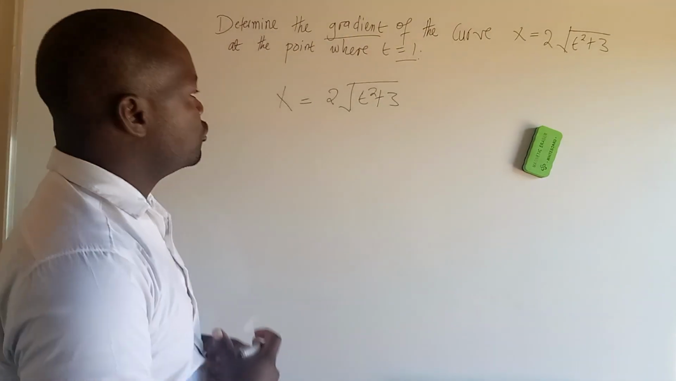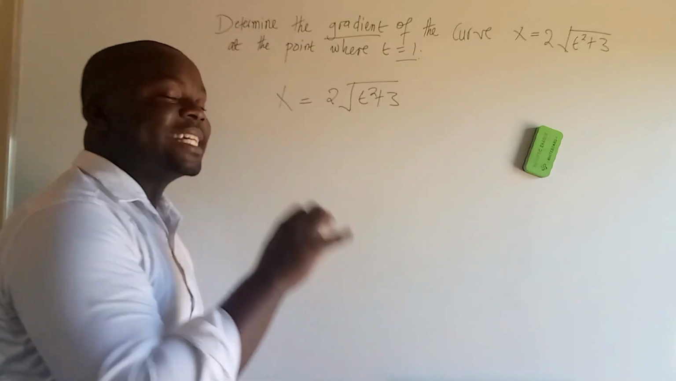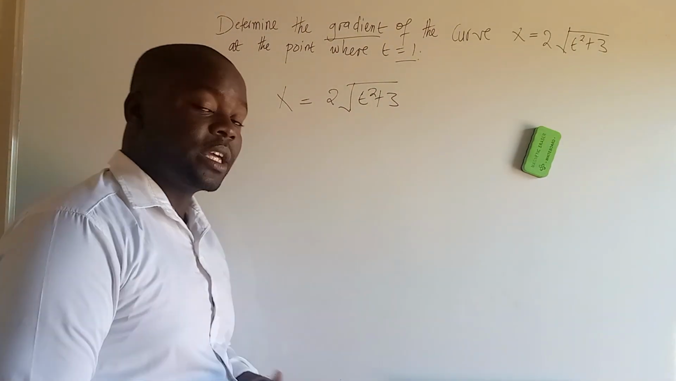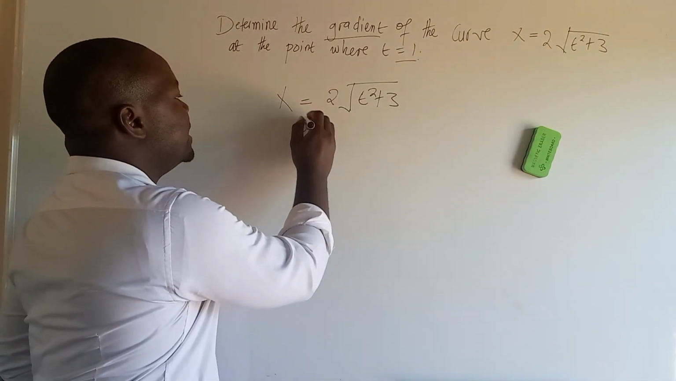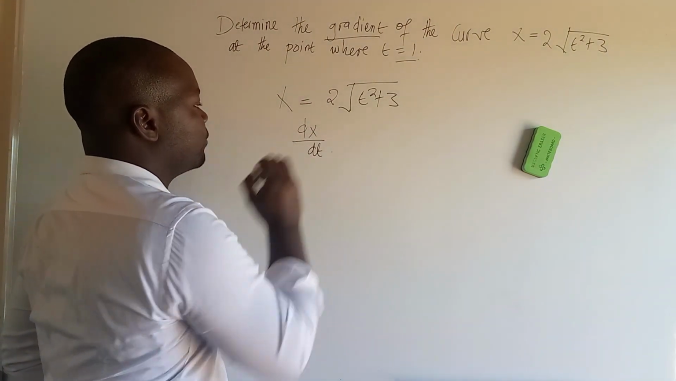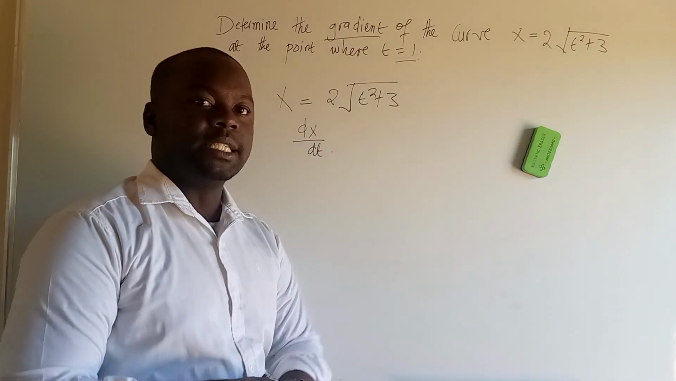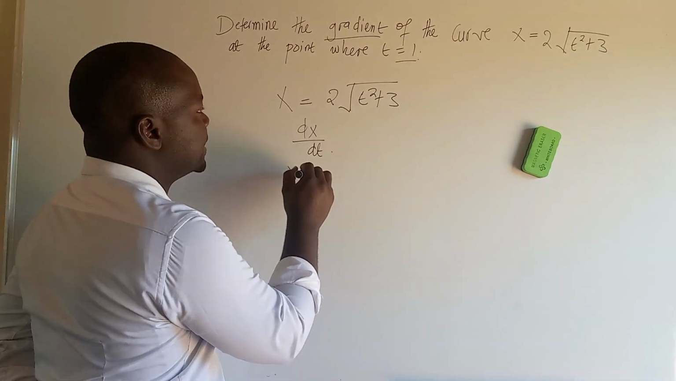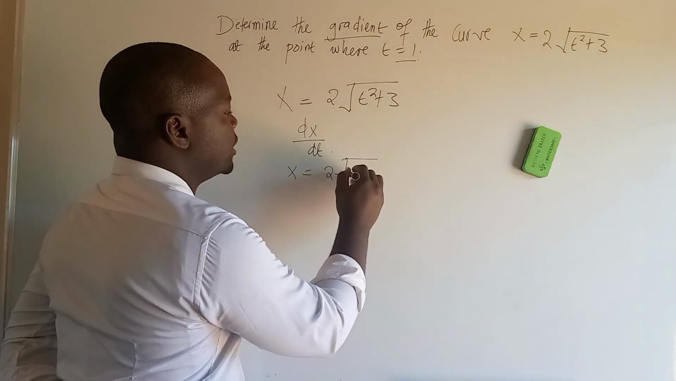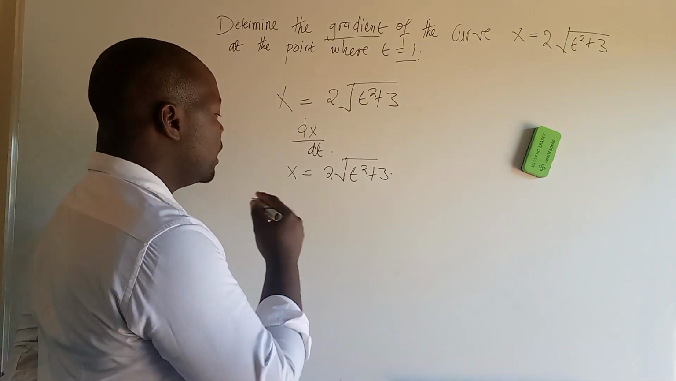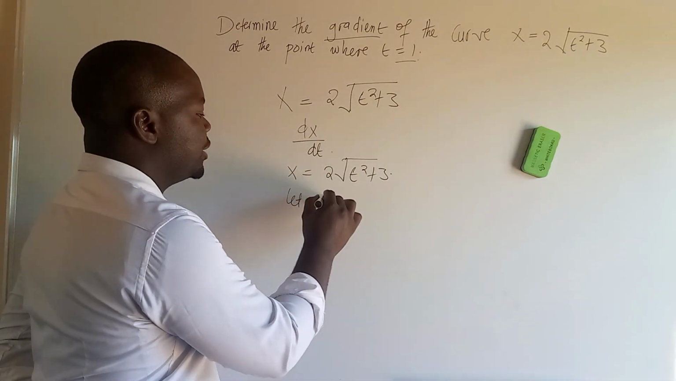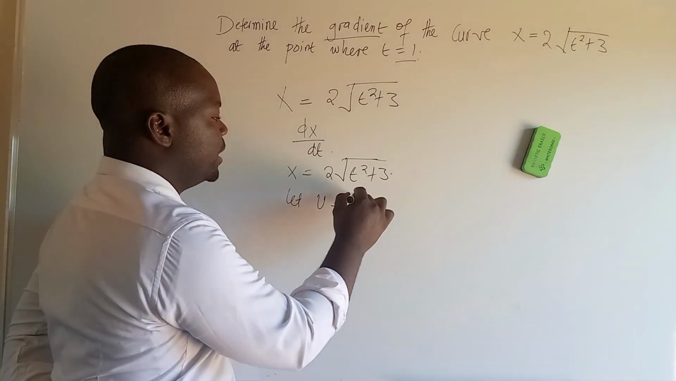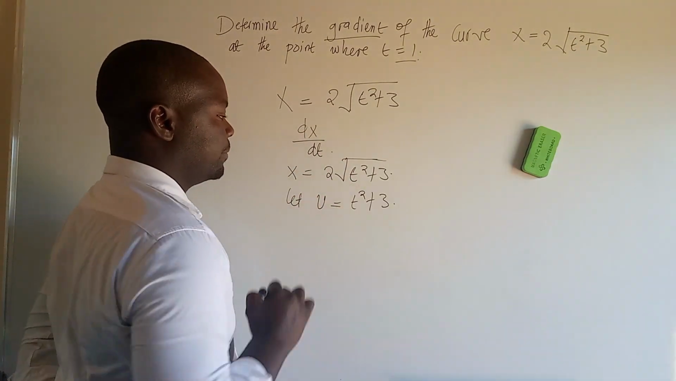So the first thing that we need to do is find the gradient function. In short, for us to find the gradient function, we need to find dx over dt. So for us to solve this one, since we have x is equal to 2 root of t squared plus 3, we'll let u be what is inside the root. So let u be t squared plus 3.